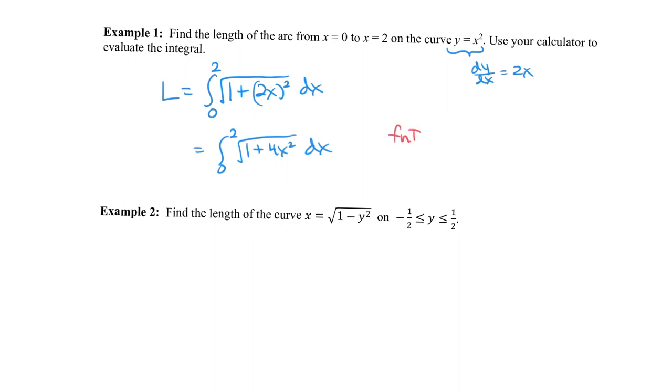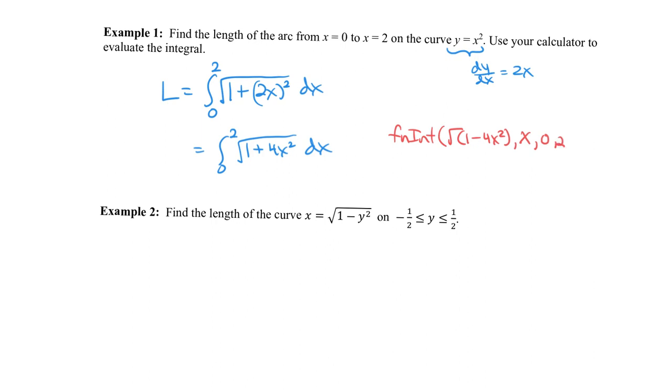In case you have the old version, you have to actually type in the function. So you'd have to go second, to get the square root key. So you have the square root, and then you have 1 plus 4x squared. Then you close that to close the square root. And then you go comma x to tell it that's the variable you're going to use, and then comma 0, and then comma 2.